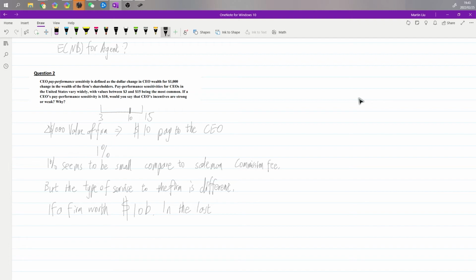Now consider that in the last year, the CEO has brought a 10% change to the firm. So how much change is that? That is exactly $1 billion. Then there's a $1 billion change to the firm's value, and so to the shareholders.